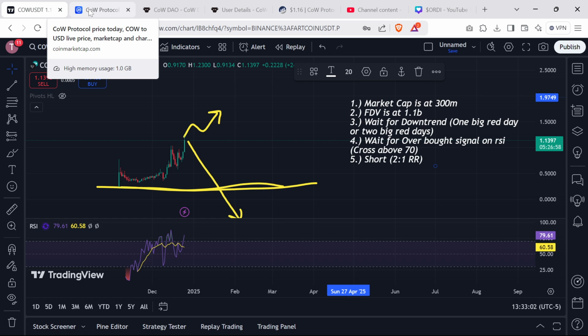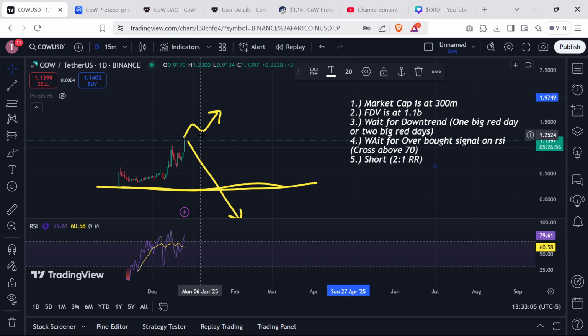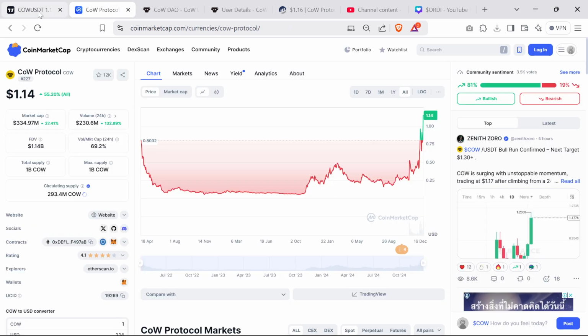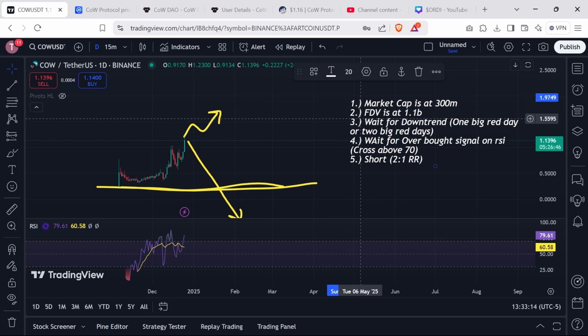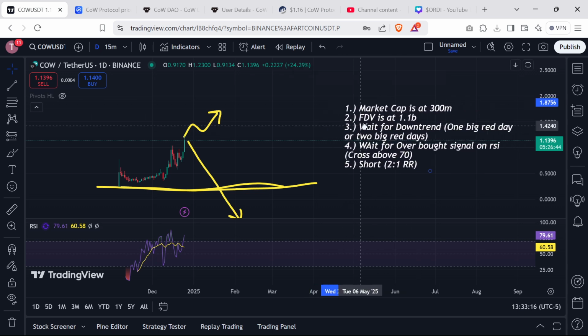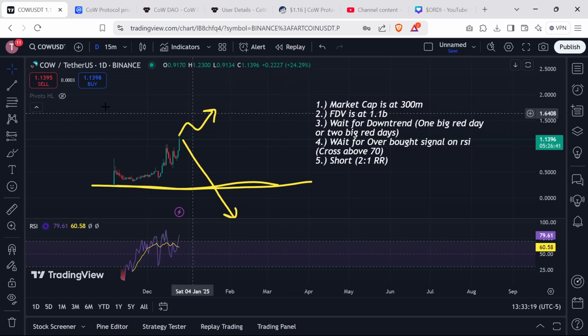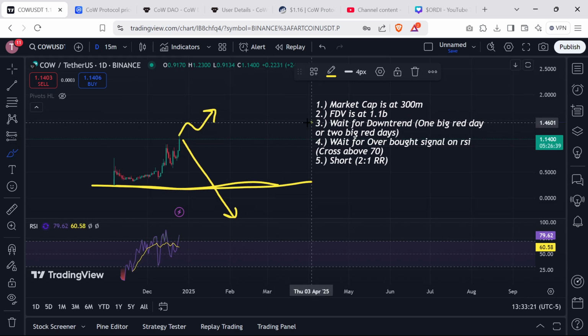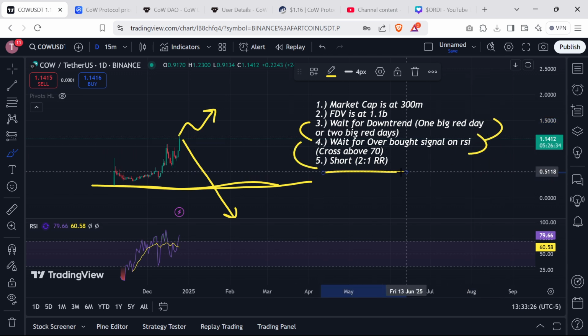So this is definitely a trade to keep a lookout for, especially once it goes above here. If it hits market cap of 1 billion, right, we're definitely looking for the downtrend days. Wait for the downtrend days. Wait for overbought, and then we're going to short with a 2 to 1 risk to reward ratio. And that is how you keep yourself consistent in the market. Just be patient and wait.